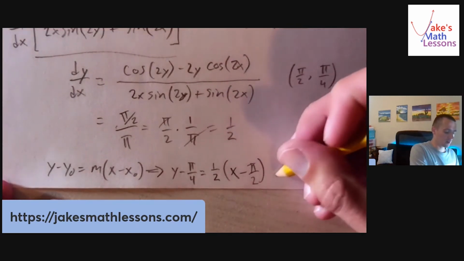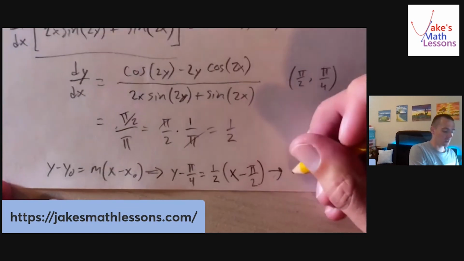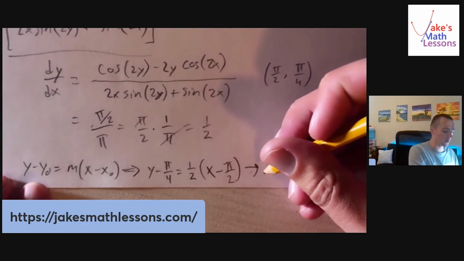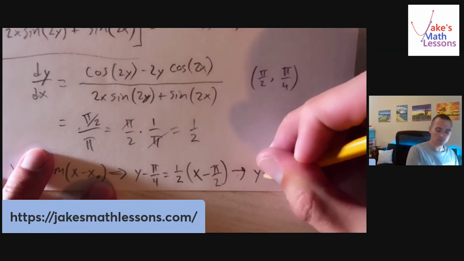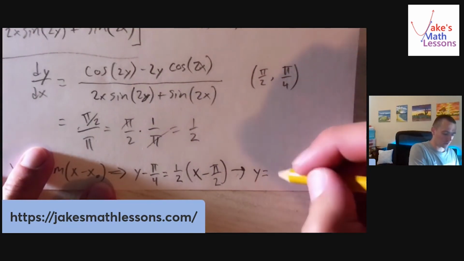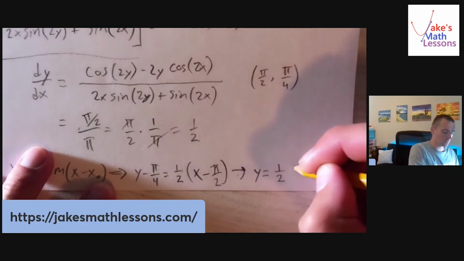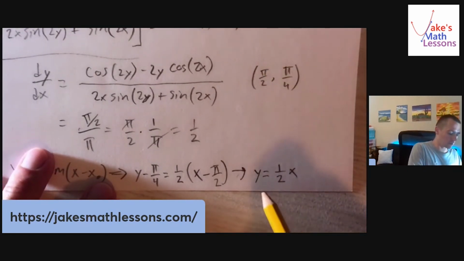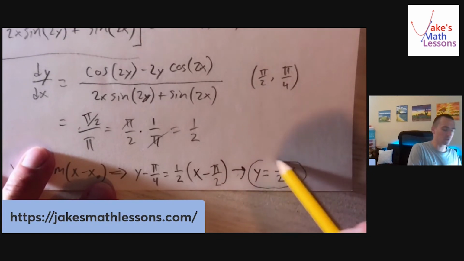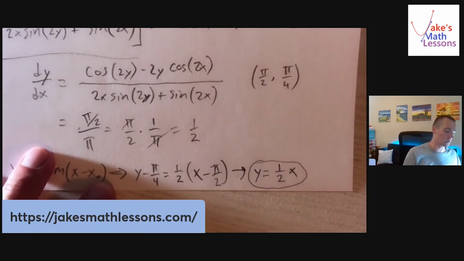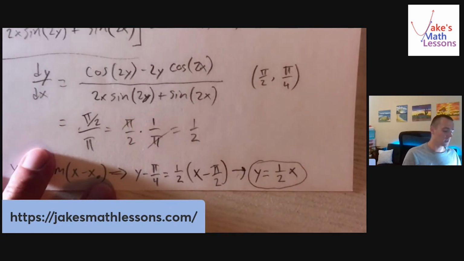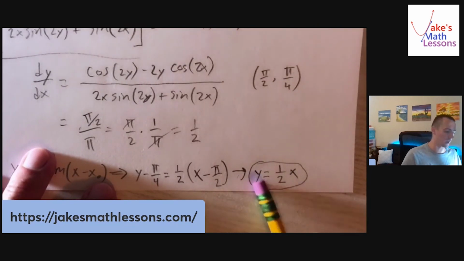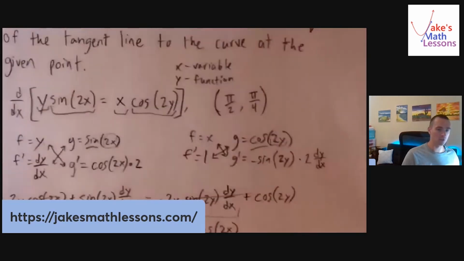Then we can simplify that, and if we get the y all by itself by adding the pi over 4 over, we're just going to get y equals 1/2 x. So this is going to be the equation of our tangent line, which goes through this point. We know that it shares the point. We know that it's going to have the same slope because we found the slope using this dy/dx. Therefore, that's going to be the solution to this problem. Just y equals 1/2 x is going to be the equation of the tangent line.